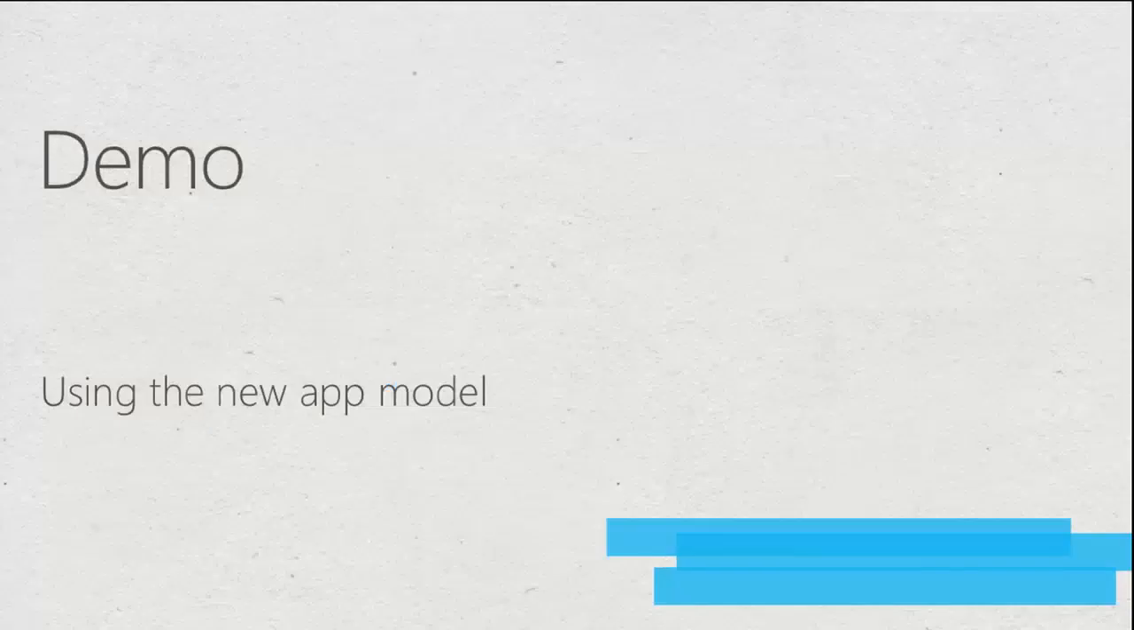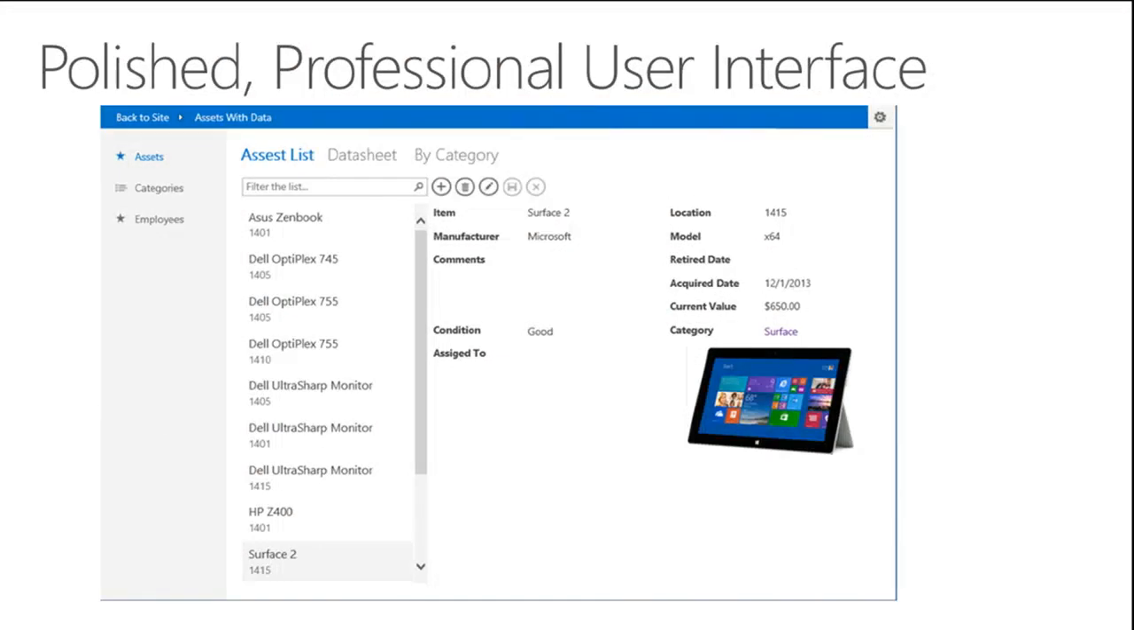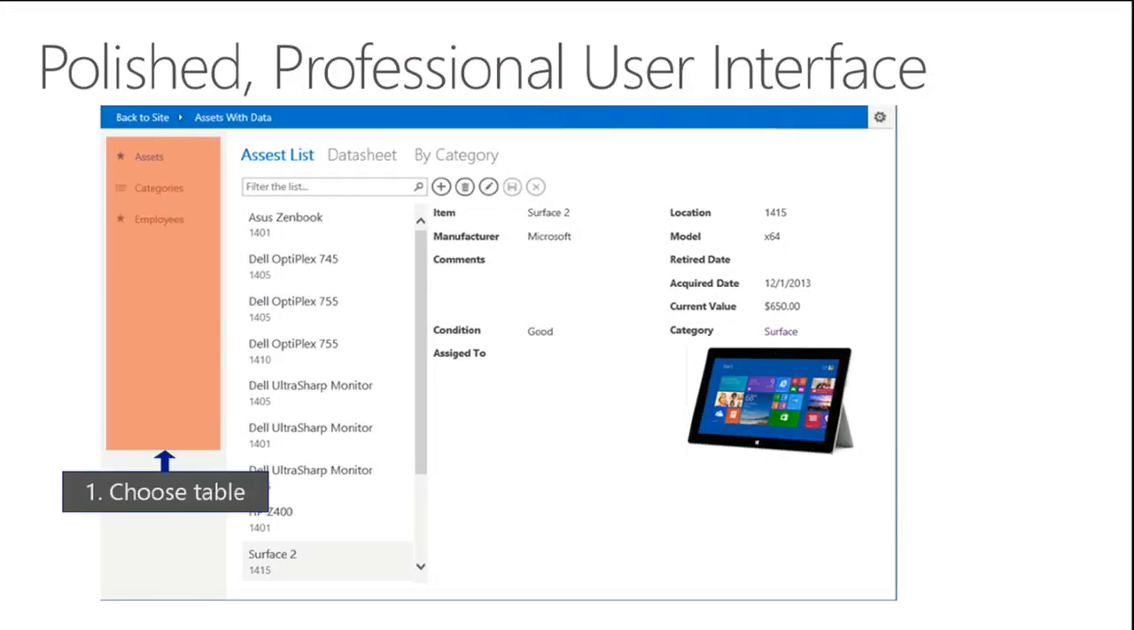Now, that's a whole lot of stuff, so let's go over what we just talked about. To start off, this is the view you're brought to when you open up the app. You'll notice on the left-hand side, you have a table to choose. You choose a table, and it gives you a list of views to choose from, whether it's a list view or a datasheet view, depending on how you want to see your data at the time.